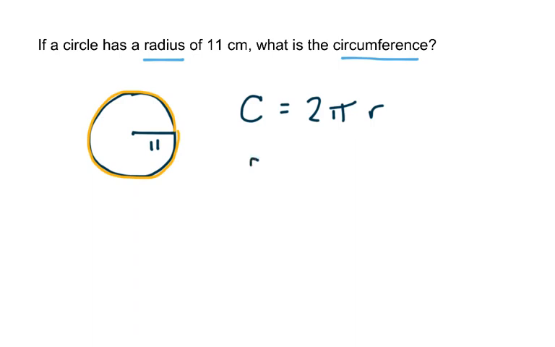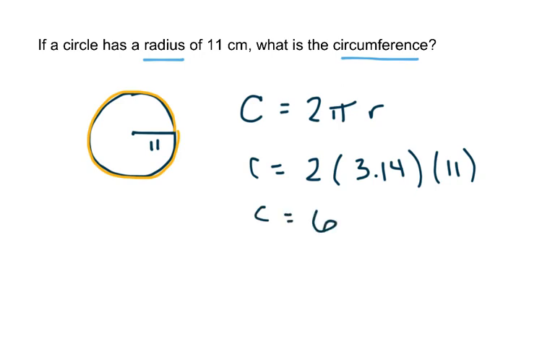So when I plug into my formula, I'm going to have the circumference equals 2 times 3.14 times the radius, which was 11. And we just need to multiply all of those together, and we wind up with a circumference of 69.08 centimeters.